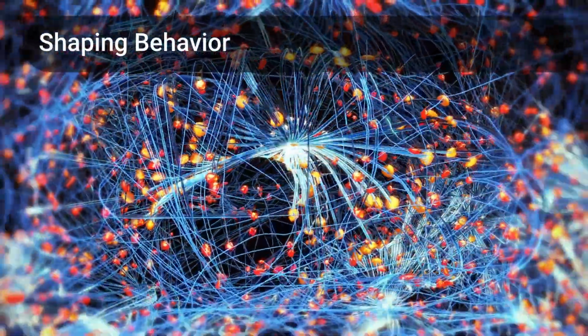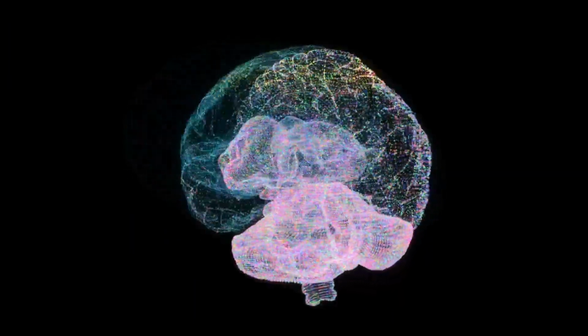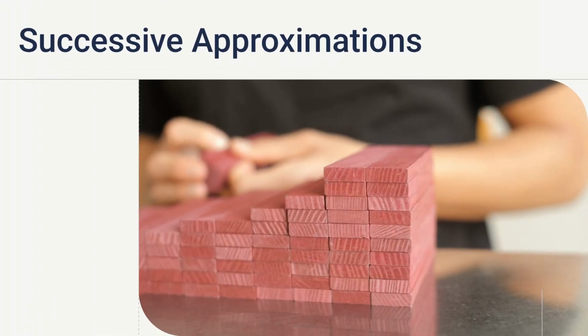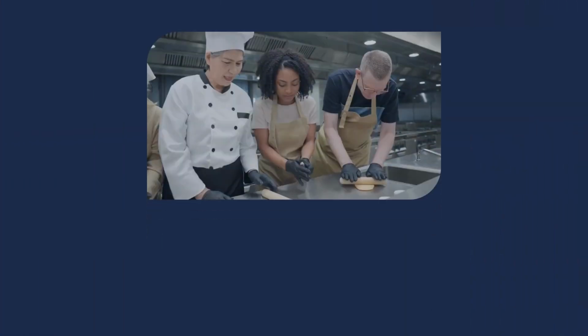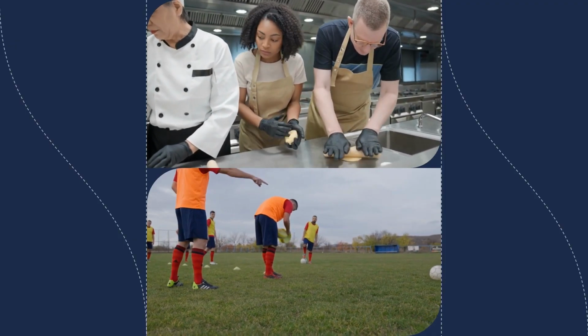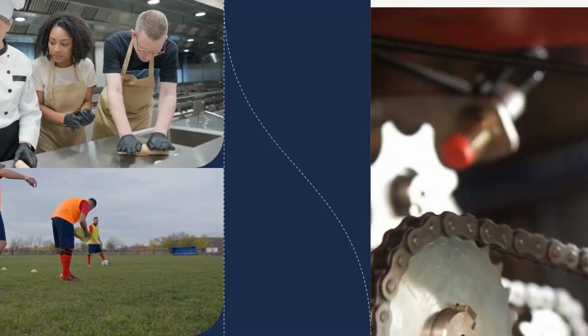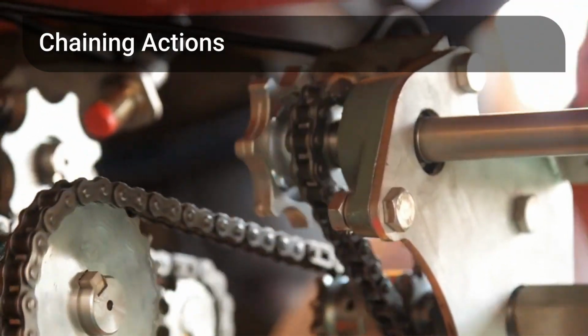First, let's delve into the fascinating concept of shaping. Shaping is a method of training by which successive approximations toward a target behavior are reinforced. Think of it as building a behavior step by step, reinforcing each small movement in the right direction. Examples include teaching a dog to roll over, a child to tie their shoes, or even a student to speak a new language.